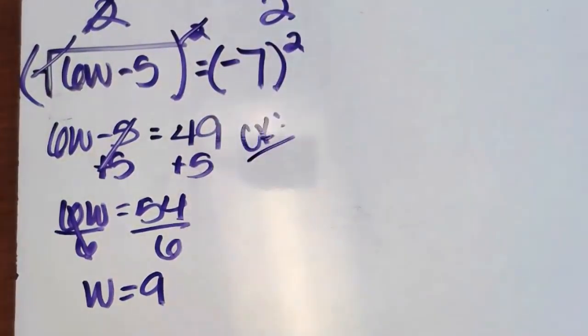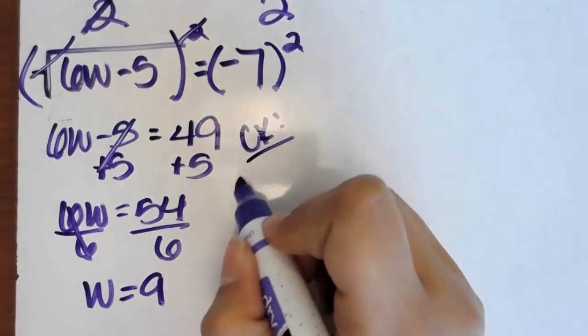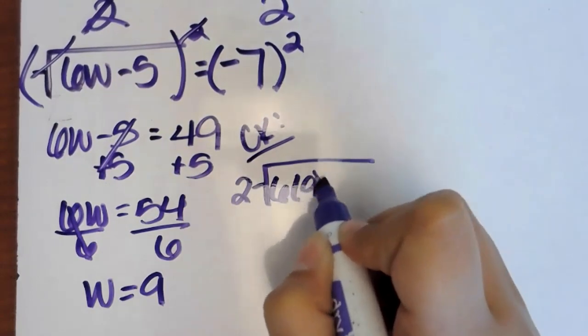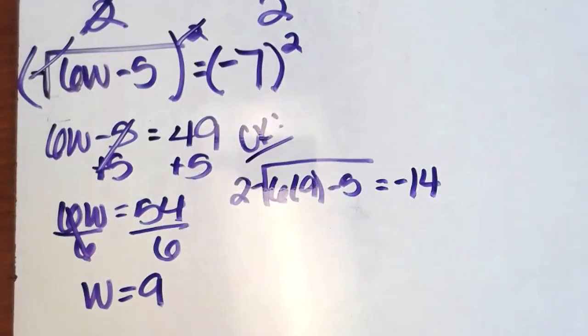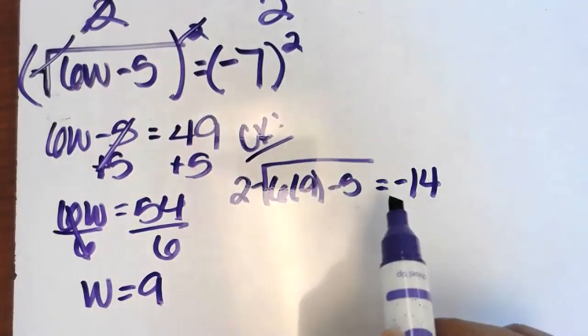I'm going to write CK, by the way, for check. And when you plug this back in, you go back to the original equation, square root of 6 times 9 minus 5 equals negative 14. And you can use your calculator for this. You can plug this left side in, and to make this equation true, we need to get negative 14.